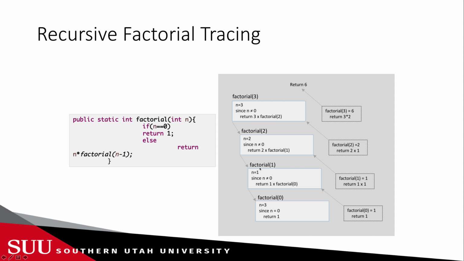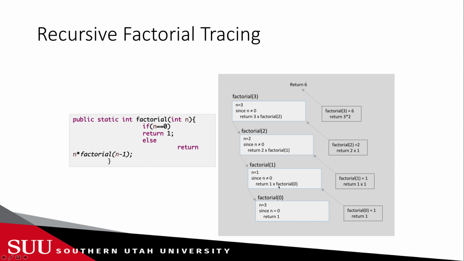I'll go to the next copy. Is it 0? No. So I'll return n, which is 1 in this case, and I will multiply this by the return of factorial of n minus 1, which is 0. This is going to take me to the next copy, factorial of 0. This should be n equal to 0 here. So since n is equal to 0, I will directly return 1. Where will I return it? To the previous copy. So I will return 1 to this copy.